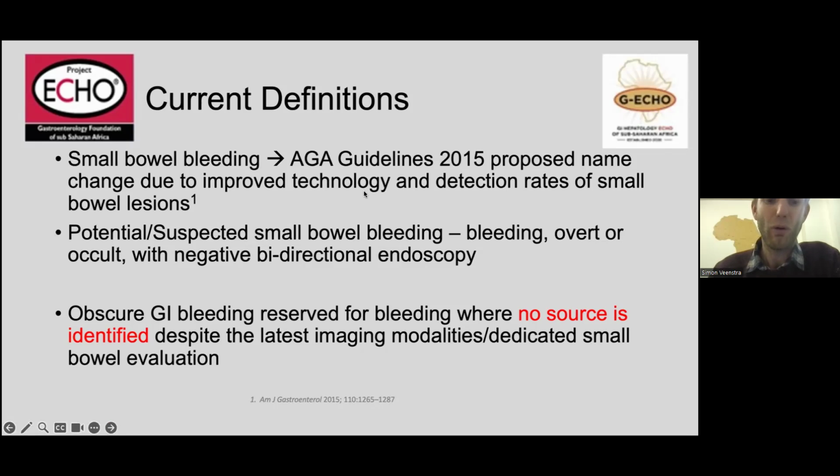when you'd performed a negative bidirectional endoscopy and then suspected that the bleeding was from somewhere in the small bowel, that it then be termed suspected small bowel bleeding, either overt or occult. And that obscure GI bleeding was then reserved for bleeding where there truly was no source identified, despite the latest imaging and dedicated small bowel evaluation being performed.